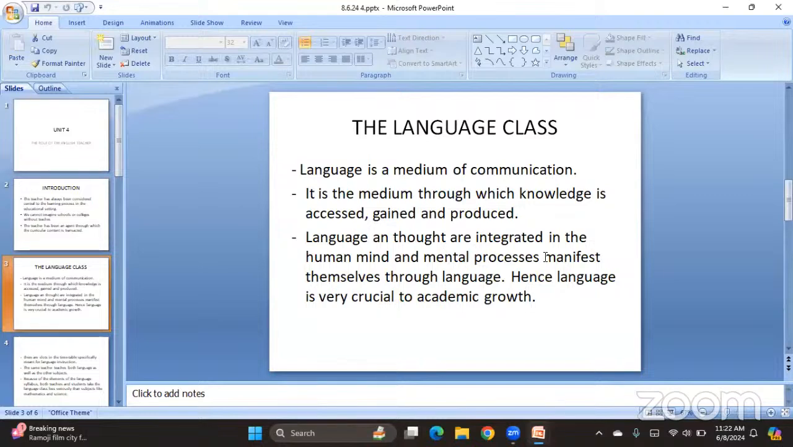Language as thought. I think there's a spelling mistake here. Language is thought as integrated in the human mind, as a thought is integrated in the human mind, and mental process manifests through the language itself. Hence, language is very crucial to academic growth. See, whatever we think is manifested, right? We manifest our thoughts, and then we express them through the language. Hence, language is very crucial in academic growth.